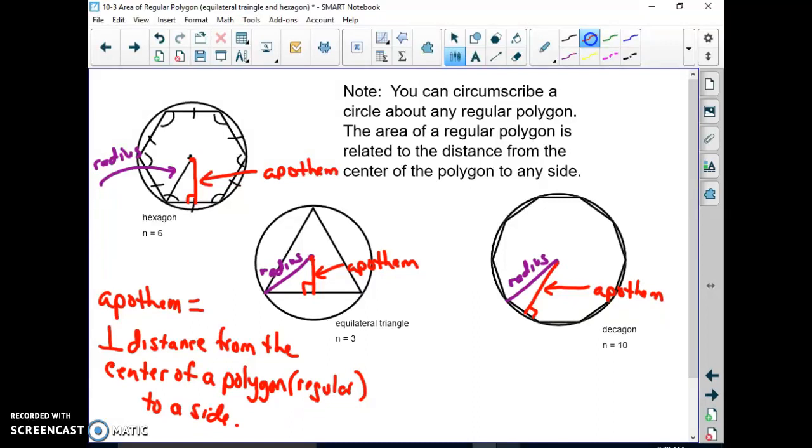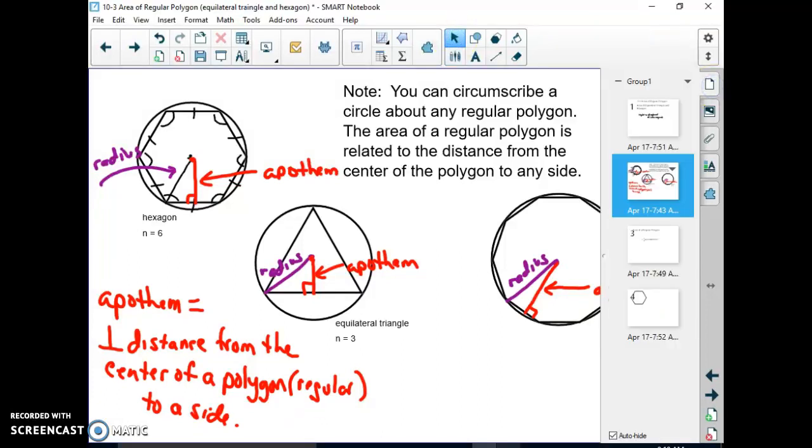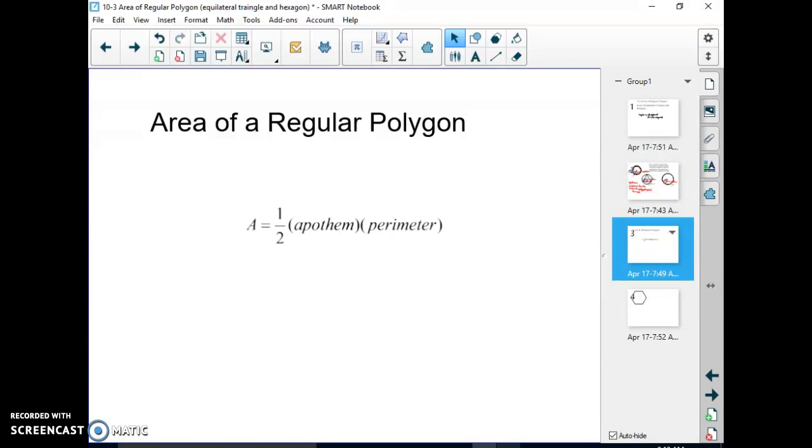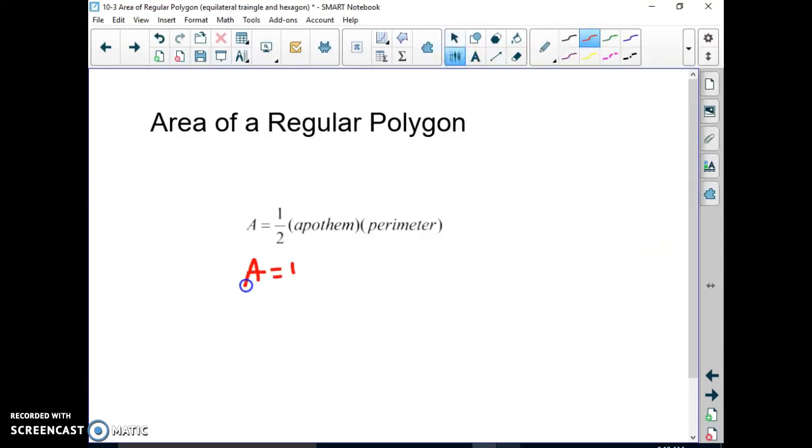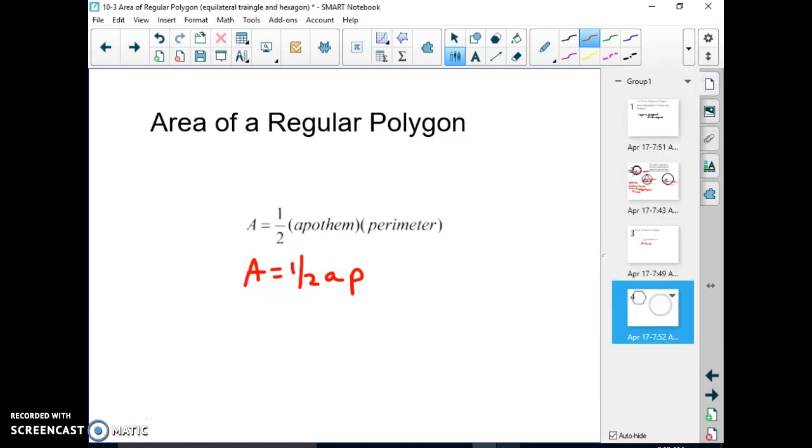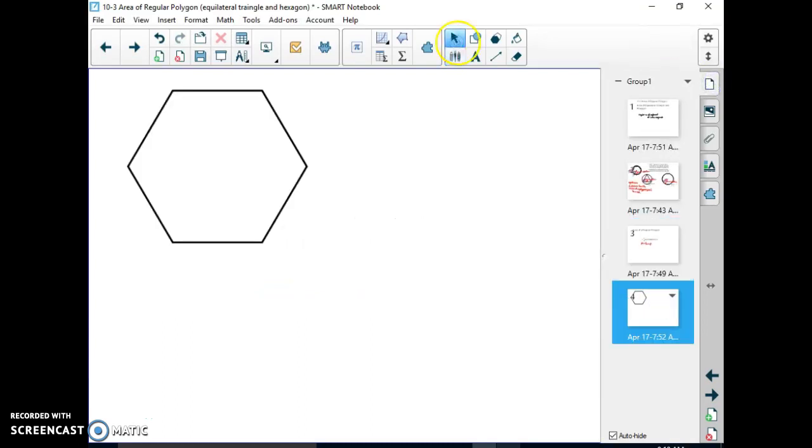regular polygon. So a new formula for us today is the area of a regular polygon formula, and it is equal to 1/2 the apothem times the perimeter. We will just abbreviate this. A equals 1/2, and we'll use lowercase a for apothem and lowercase p for perimeter. And we can do this for any regular polygon. So for my first example, I'm going to use a regular hexagon.